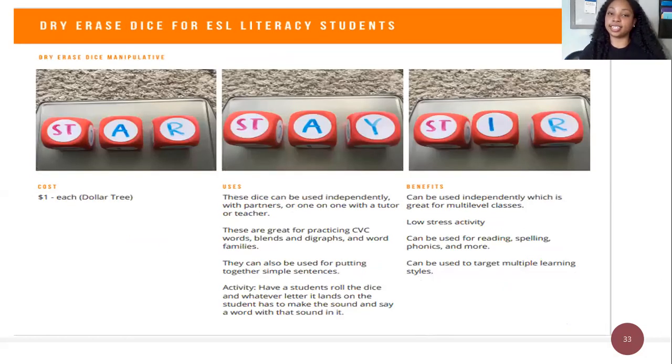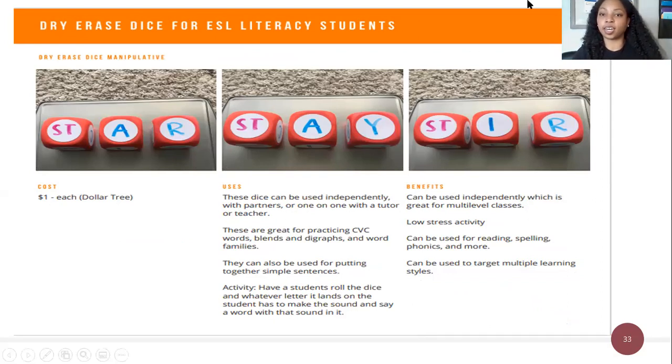These are dry erase dice, and these are from Dollar Tree, and I love them so much. These dice can also be used independently or with partners, one-on-one with a tutor or teacher. They can also be used in small groups, and they're great for practicing CVC words, blends and digraphs, and word families. They can also be used for putting simple sentences together, if instead of letters and blends like I have up here, you use words that you've already worked on in class.